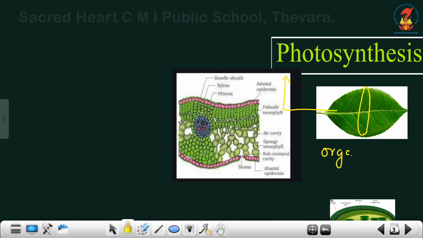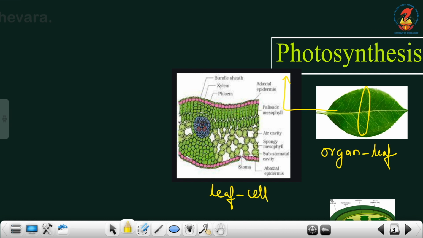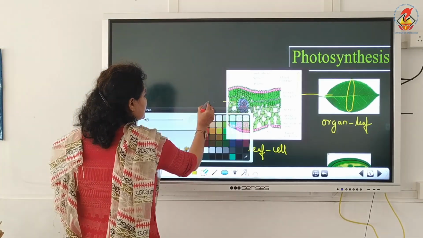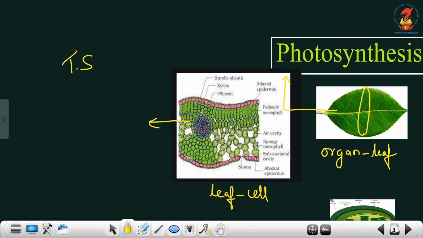So the organ is the leaf. Very well, you all know the leaf produces food by photosynthesis. Now in the leaf we are zooming to find out which cell. The cell is the mesophyll cell. So for that you have to have a clarity of the TS through the leaf. So I have taken the cross section or the transverse section through this part of the leaf, which is running through the vein.